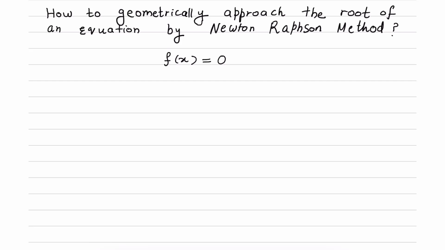Let's have a look at how to geometrically approach the root of an equation by using Newton Raphson method. We have an equation f of x equal to 0 and we have to find the root. So basically we are looking for some number c such that when this c is plugged in the function, it gives us 0. So we will call c the root of equation f of x equal to 0.